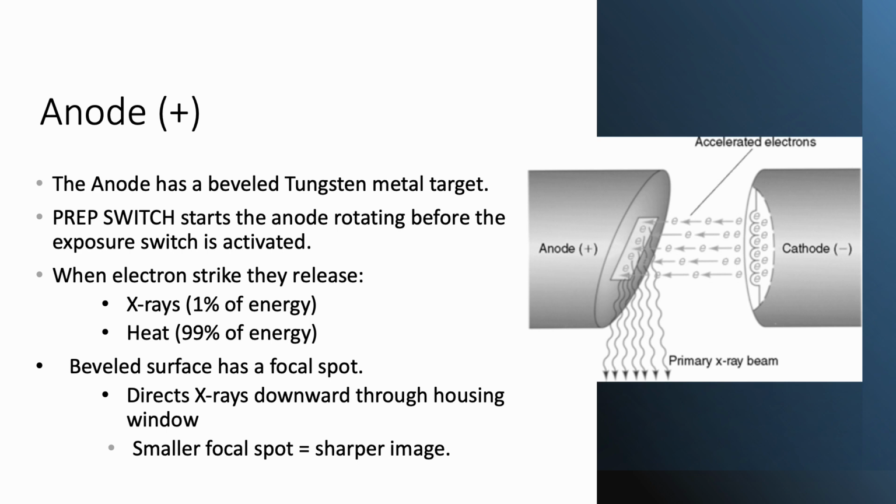this tungsten metal target. 1% of the electrons are turned into x-rays. The other 99% are just turned into heat, so it gets pretty hot in there. The beveled surface has a focal spot, and that focal spot directs the x-rays downward through a housing window. And the smaller the focal spot, the sharper the image will be.